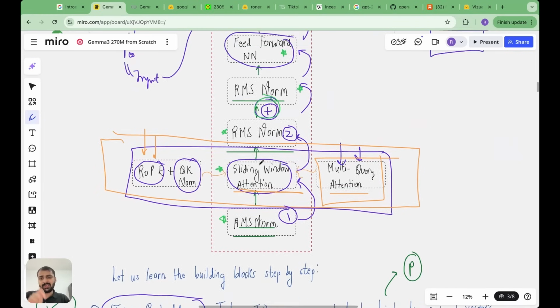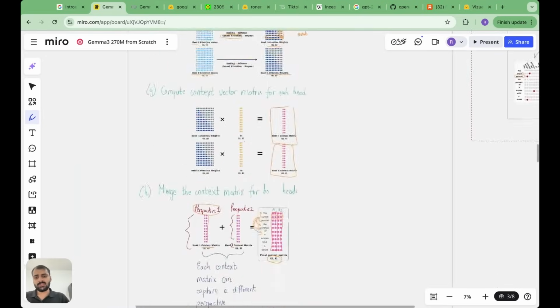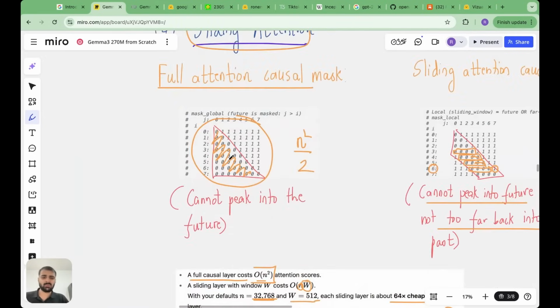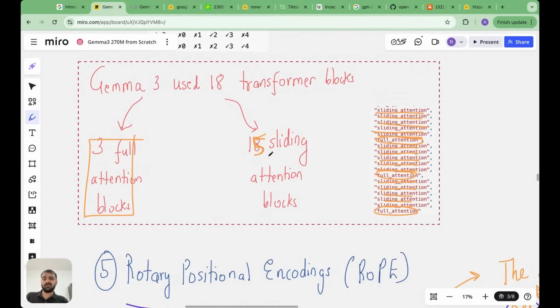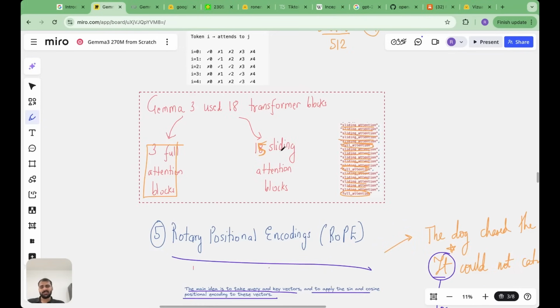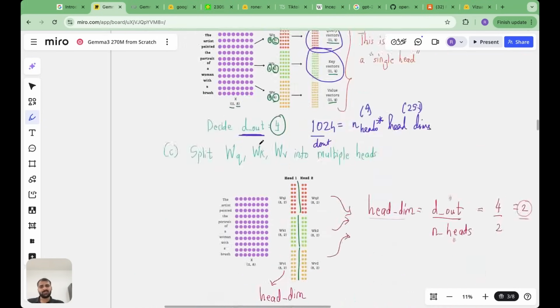Earlier, all the attention layers in every transformer block had causal attention, which looked something like this, with a causal attention mask. We cannot peek into the future. But to save computational time and memory, modern architectures are switching to sliding attention, where here they had 15 sliding attention blocks. So around 60% of the whole architecture, in fact not 60%, about 80% of the whole architecture is sliding attention blocks, and only 20% is the causal full attention blocks. That's a change which has happened.